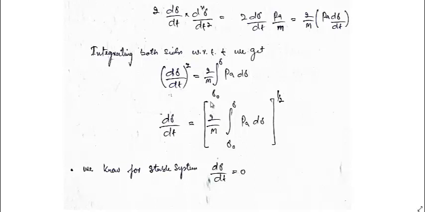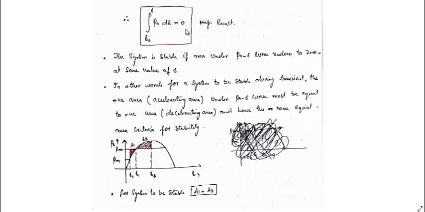So d delta by dt will be equal to, since it's a square, we can take the square root over here, that's 2 by m from delta naught to delta PA d delta. For a system to be stable, d delta by dt should be equal to 0. Change in delta with respect to time should be equal to 0. When we equate this to 0, that means this part should also be equal to 0. You can see it from here. This part is also equal to 0. This is an important result. You can see this is nothing but the area under the P delta curve. But this area refers to the area which is between delta naught and delta.